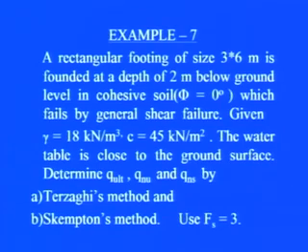Here we consider another example of a rectangular footing of size 3 meter by 6 meter, which is founded at a depth of 2 meter below ground level in cohesive soil, means phi equal to 0, which fails by general shear failure, given that gamma is 18 kilonewton per meter cube, C equal to 45 kilonewton per meter square, the water table is close to the ground surface. We will have to determine ultimate bearing capacity, net ultimate bearing capacity and net safe bearing capacity by Terzaghi's method and by Skempton method. Here we use factor of safety equal to 3.